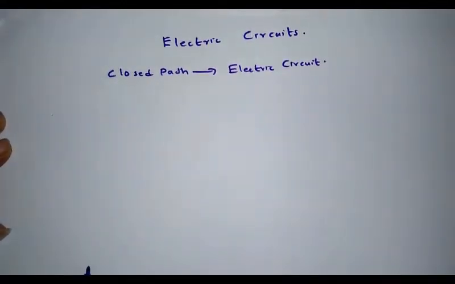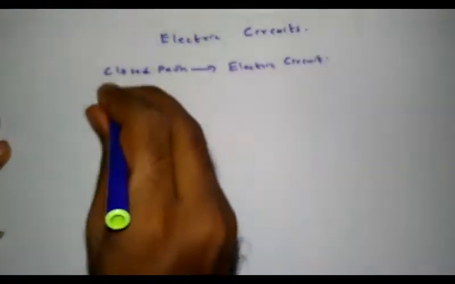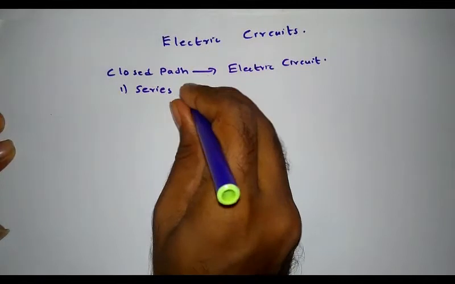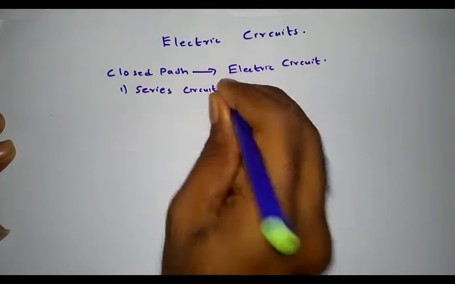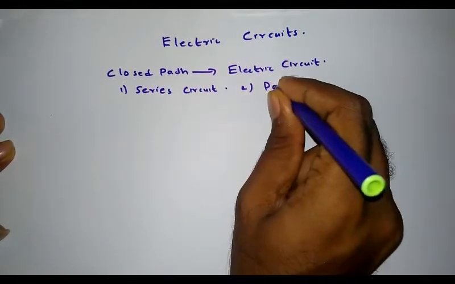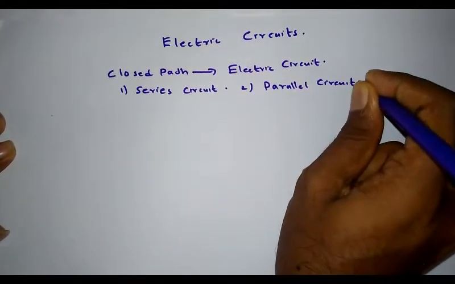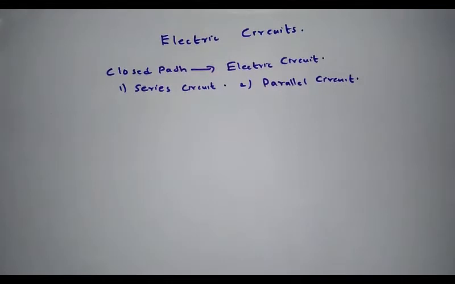Basically, in electrical engineering, circuits are of two types. First one is a series circuit, and second one is a parallel circuit. Let's discuss the series circuit and parallel circuit in detail. First is the series circuit. What do you mean by a series circuit?